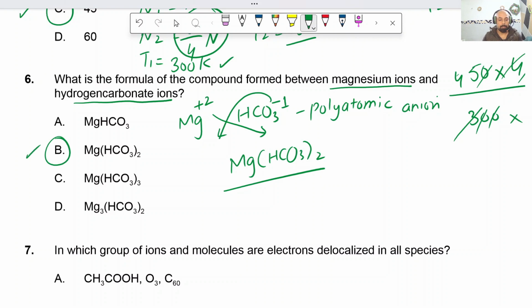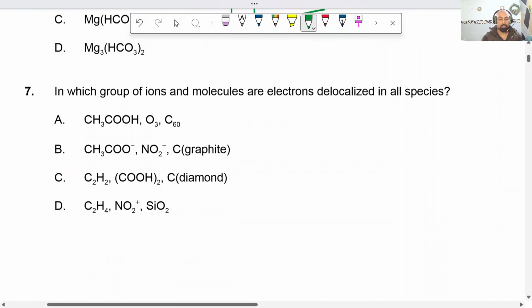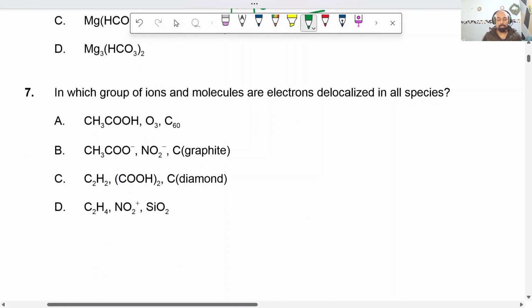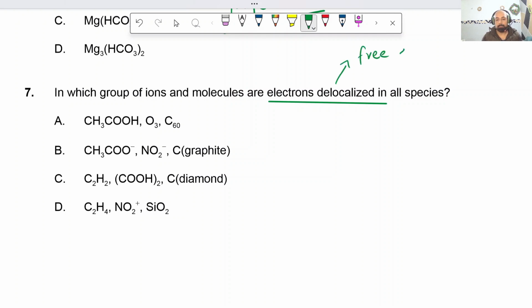Okay, so next question. In which group of ions and molecules are electrons delocalized? When we talk about delocalized electrons, I mean to say free electrons. Right? So if we just analyze all the structures, as far as the first structure is concerned, there are very few or no free electrons. When we look through the C, diamond has no free electron because all the carbon atoms are linked in a tetrahedral structure, and each carbon atom is making 4 bonds, so leaving no free electron.